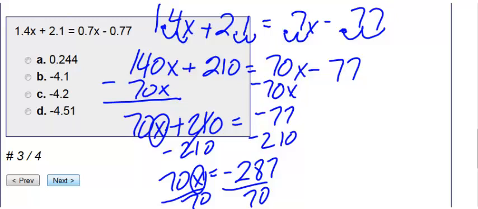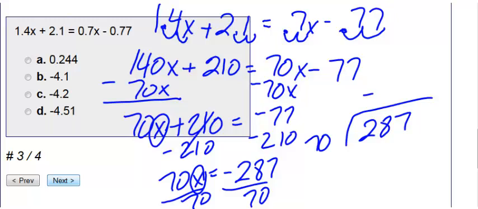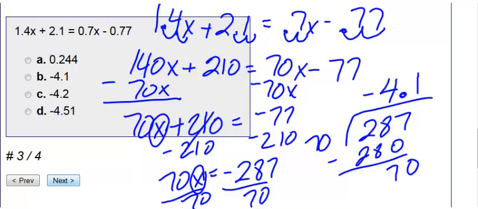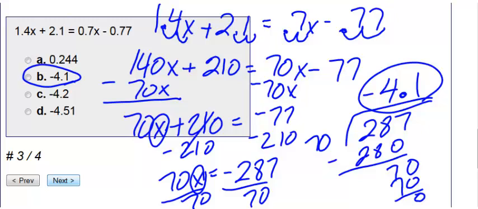We know a negative divided by a positive is going to be negative. So let's do this off to the side. We know our answer is going to be negative. 70 into 287. Let's try 4 times. 4 times 0 is 0. 4 times 7 is 28. We subtract. We have 7 left over. Bring our decimal. Add our 0. 70 goes into 70 one time with no remainder. So we get negative 4.1 as our answer.